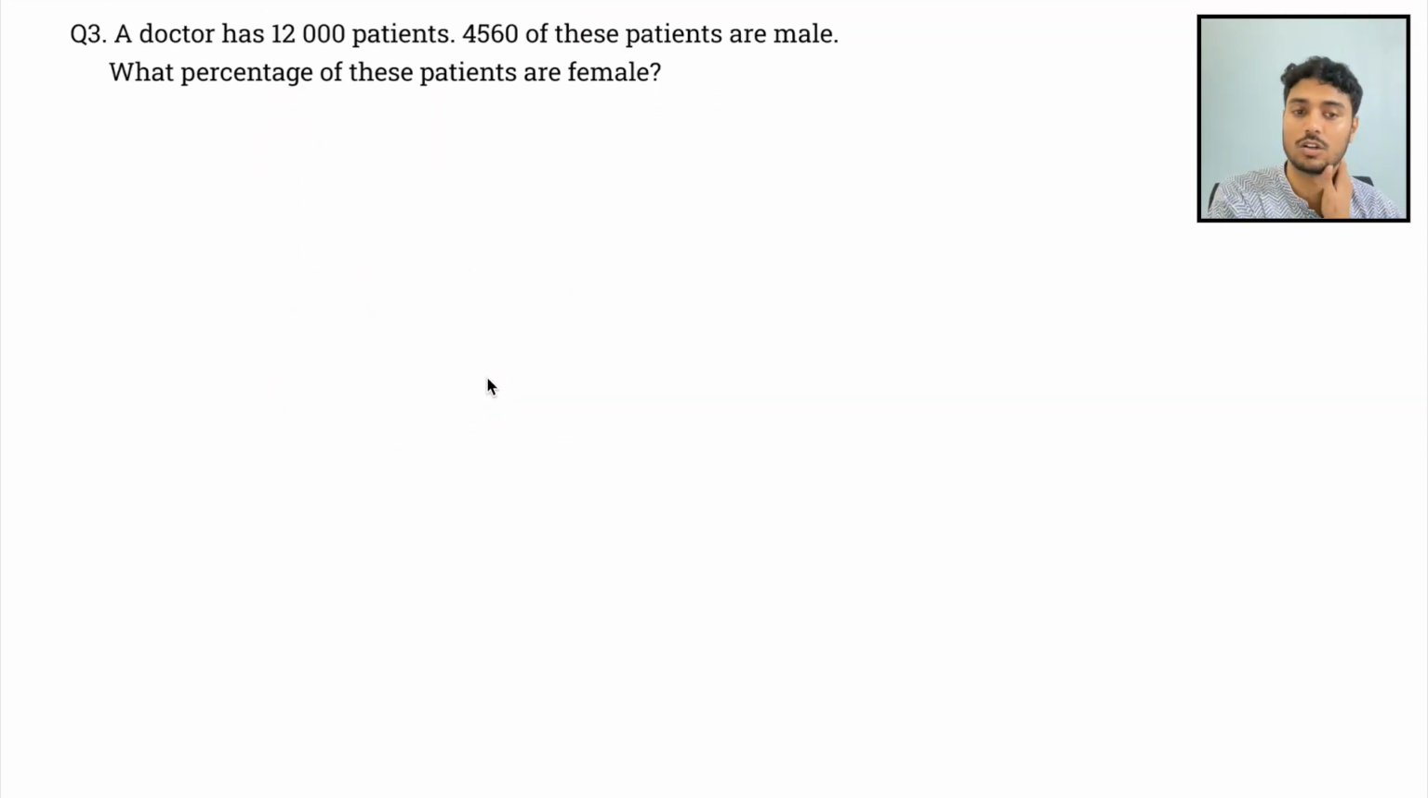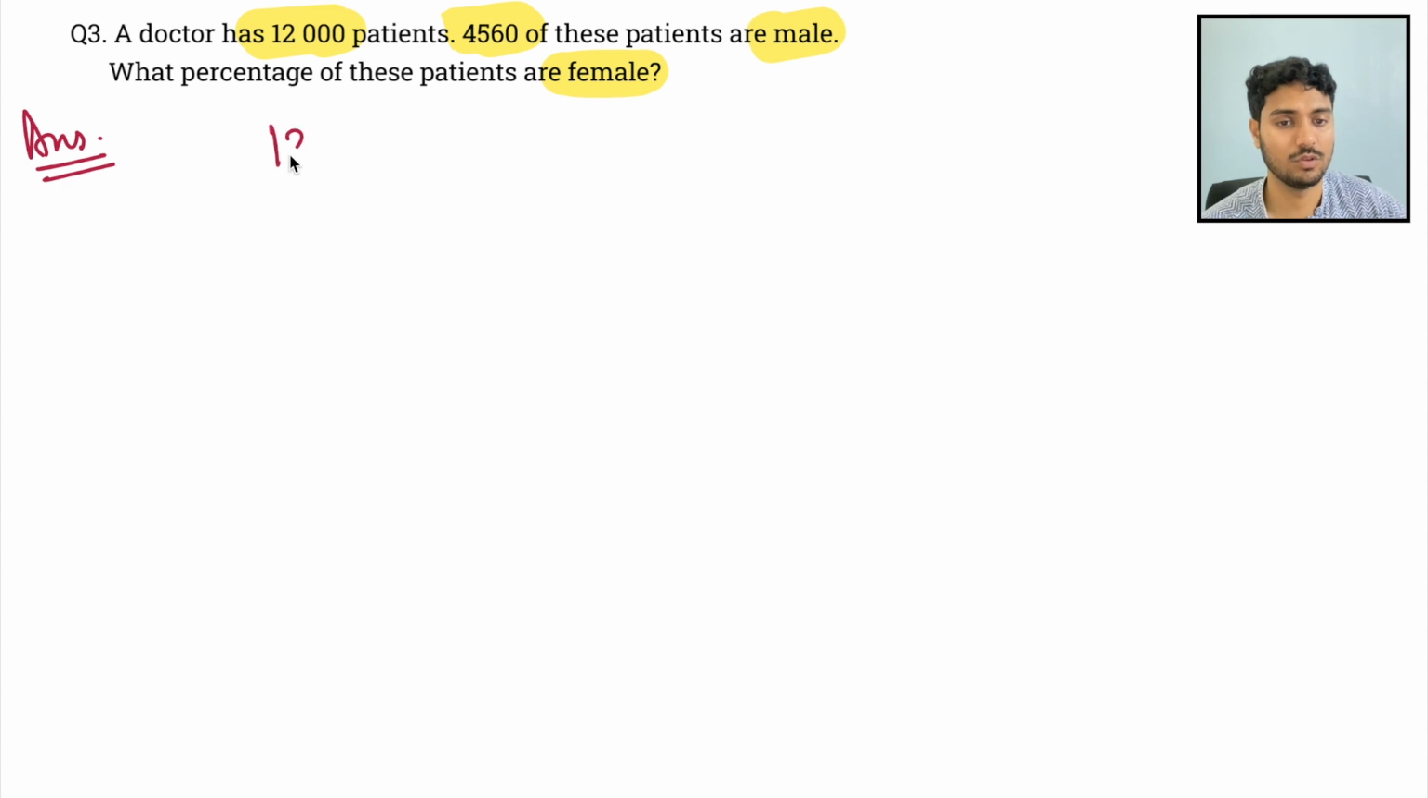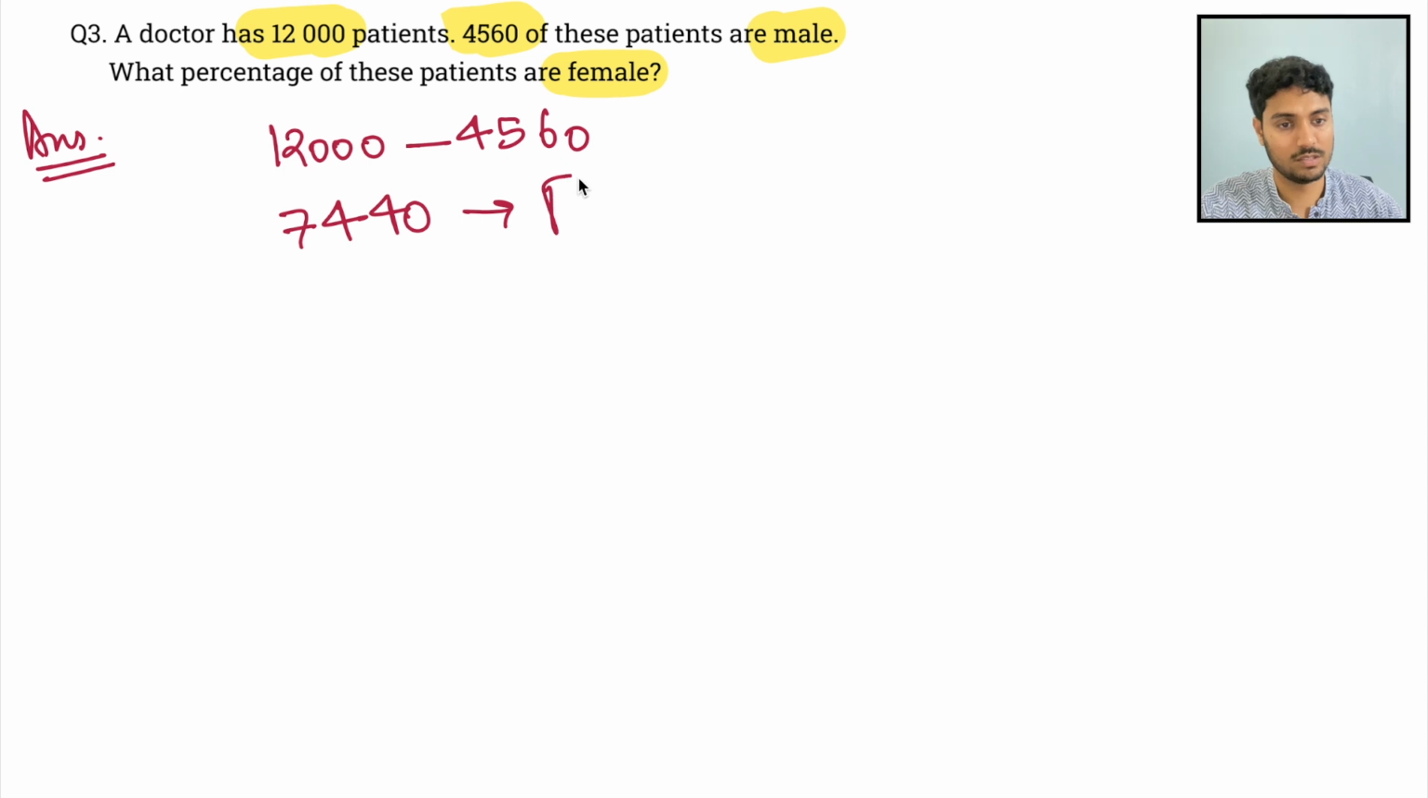Question number 3. It says a doctor has 12,000 patients. 4560 of these patients are male. Out of 12,000, these many people are male. What percentage of these patients are female? So first of all, we have to figure out how many females are there. So for that, we have to do 12,000 minus 4560, and those many females are there. So 12,000 minus 4560, which is 7440 females.